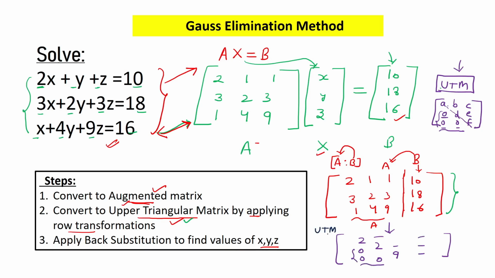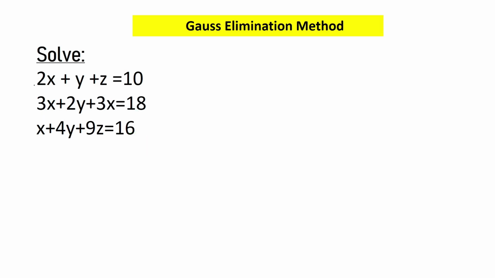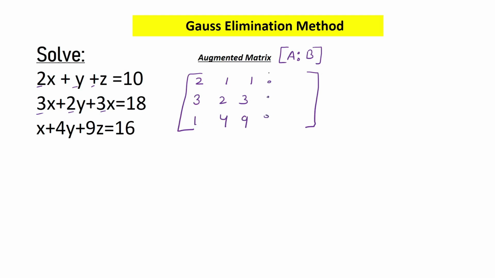After we have changed our augmented matrix into the upper triangular matrix, we have to apply the back substitution method to find the values of x, y, and z. So let's see how we can apply all these steps to find the solution of this group of equations. This is the same question. First I will convert these equations into the augmented matrix directly. I will write all the coefficients, that is 2, 1, 1, 3, 2, 3, and so on. Now I will put a colon here, or you can put any other thing like a dash. Then I will write 10, 18, 16, that is the B vector. Now this is my augmented matrix, so my first step is complete.